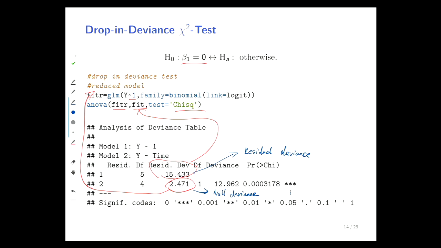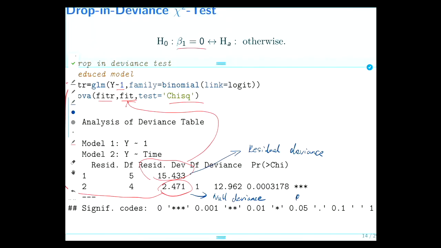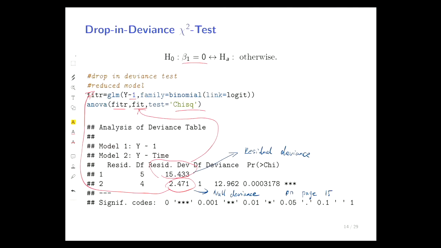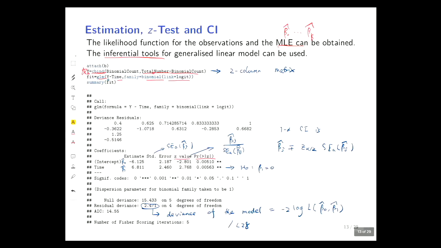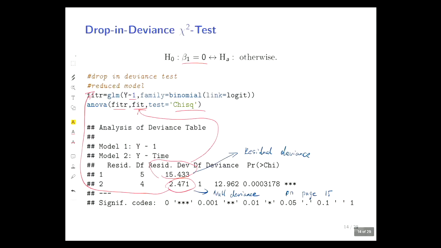So on page 15, that means if you have this table of the summary output, you can actually use the null deviance and the residual deviance to construct a dropping deviance test. I think that's actually some question in assignment 2.